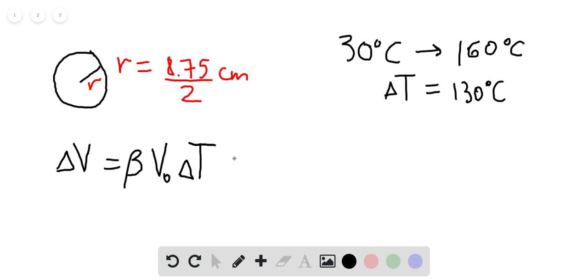So there's a couple of things that have changed here. Delta V is the change in volume. Beta is the volumic expansion coefficient. And V0 is the volume of the sphere before the change. And delta T is the same delta T that we were dealing with previously, the change of temperature.